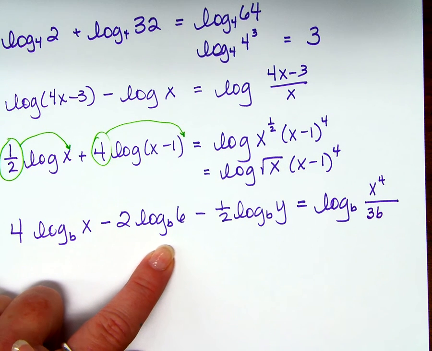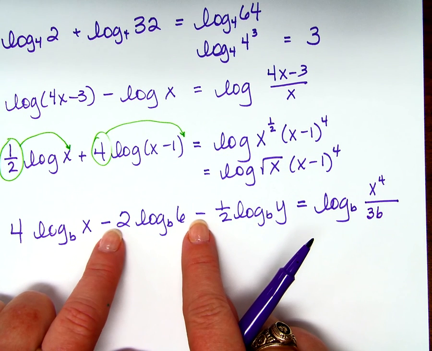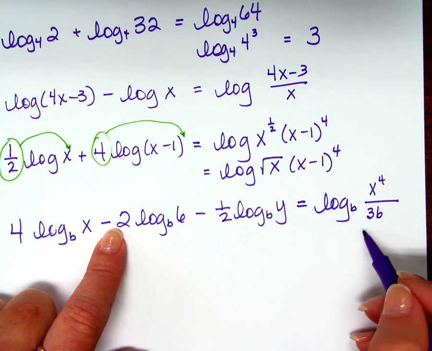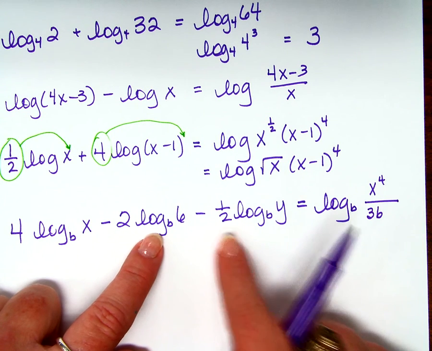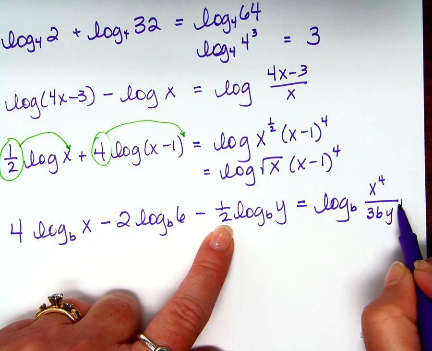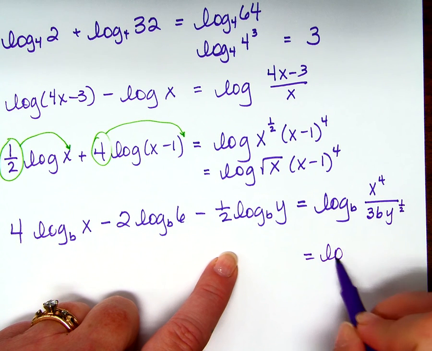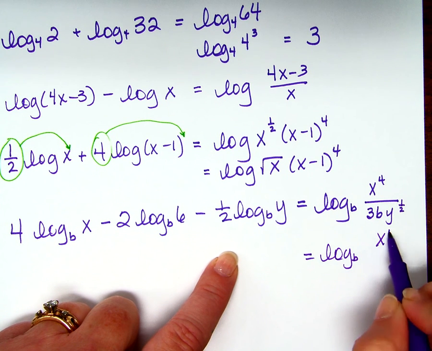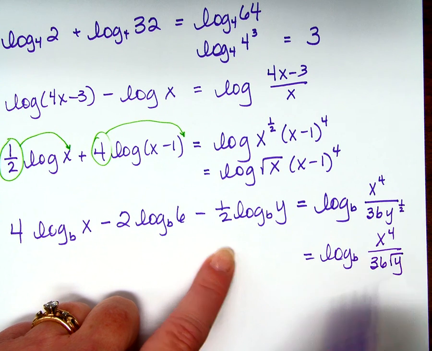We want to simplify when we can, right? And then what does it mean when I have 2 minuses? Do I put another divide sign right here? Oh, okay, both of these are on the denominator. So what do I do with this? Y to the 1/2. Excellent. What's the other thing we could write here instead? Log base b of x to the 4th over 36 square root of y, right?